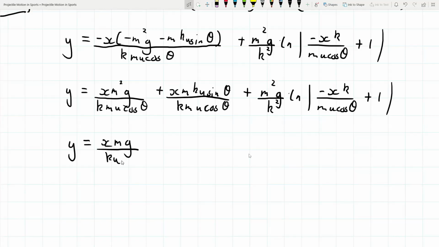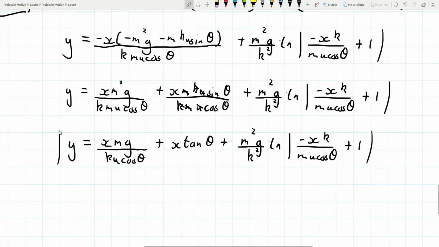k mu cos theta, plus, and then we have x, so a lot's going to cancel here. The m's are gone, the k's are gone, the mu's are gone, so we just get x, and then what's sine theta over cos theta? That's just tan theta, plus this horrible term. And that is the equation for y in terms of x.